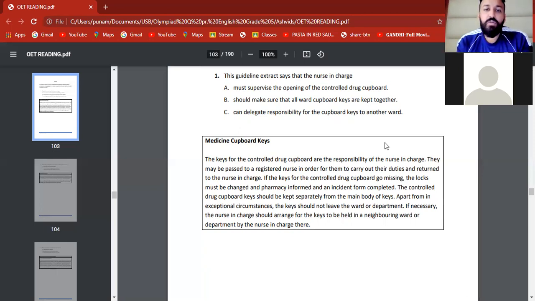The keys for the controlled drug cupboard are the responsibility of the nurse in charge. They may be passed to a registered nurse in order for them to carry out their duties and return to the nurse in charge. So, keys.